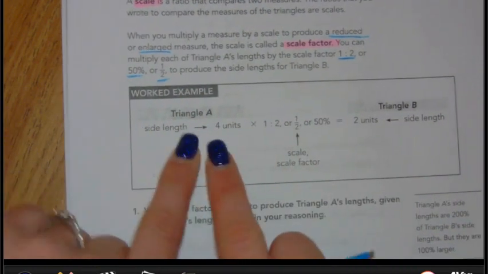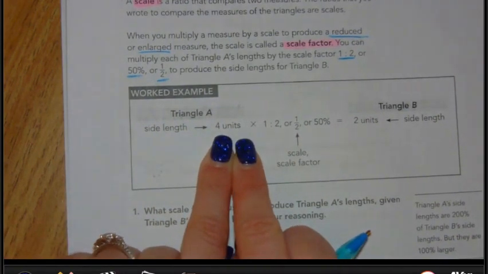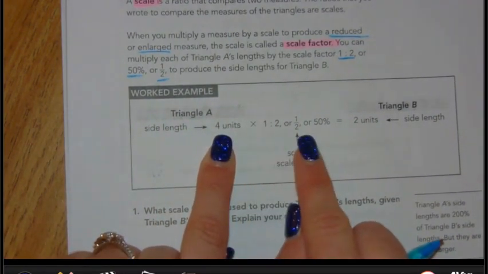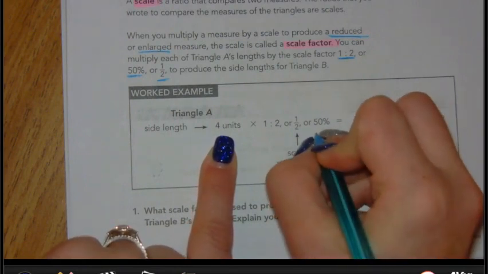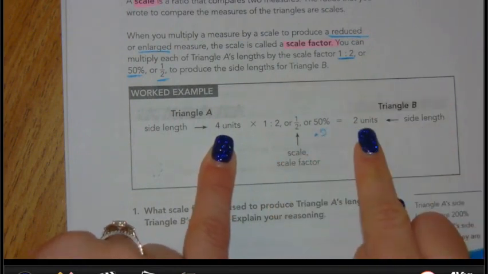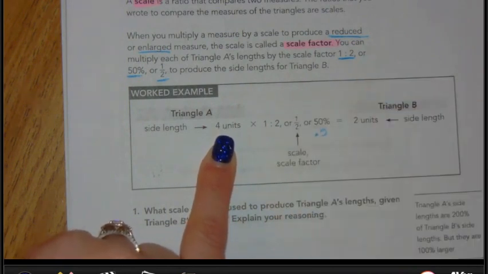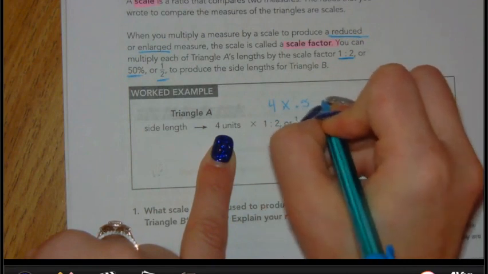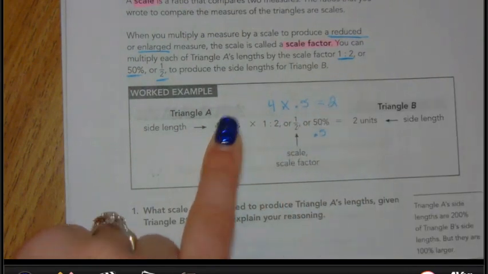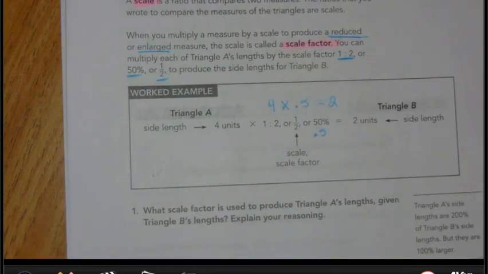So here's what we did. The side length for A of 4 times 1/2, or 50%, or what we did was 0.5, to get me 2. So what I did on the front side is I did 4 times 0.5, and I saw that each side length was 2.